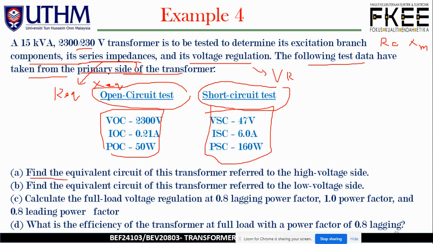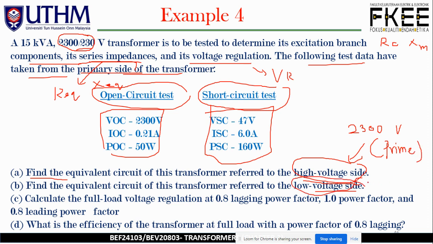So first, find the equivalent circuit of this transformer referred to the high voltage side. Then find the equivalent circuit of this transformer referred to the low voltage side. So we have the high voltage side, which in this particular example refers to the primary side. Okay, high voltage side means 2300 volt, happening at the primary side. So how about the low voltage side? The low voltage side is taking place at 230 volt, or secondary. Okay.